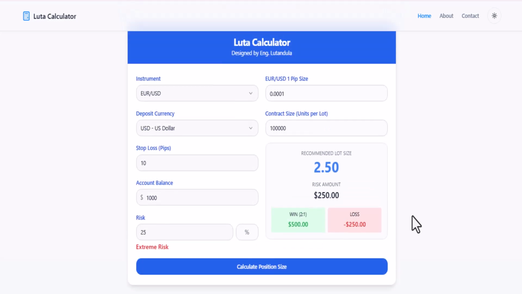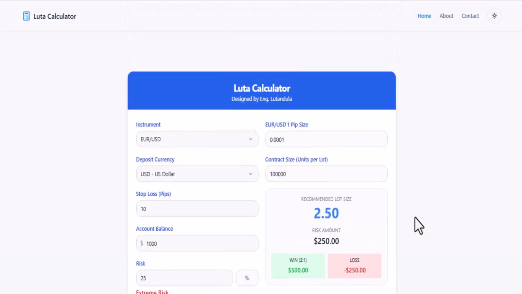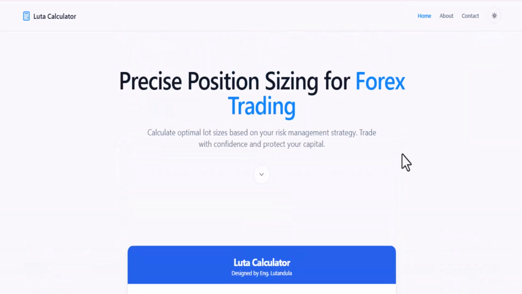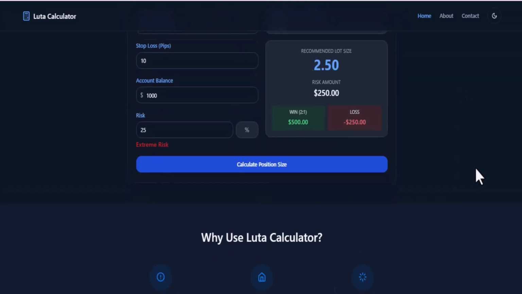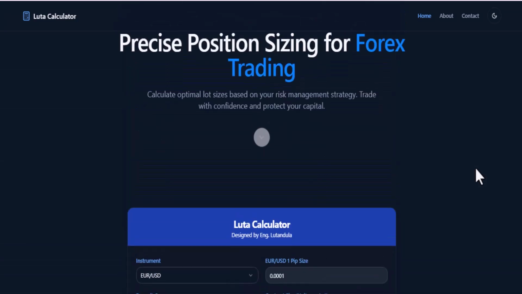Luta Calculator isn't just about numbers, it's built for comfort and ease of use. We've added light mode and dark mode, so you can switch between themes based on your preference. Light mode is perfect for bright environments and daytime trading. Dark mode reduces eye strain, especially if you trade late at night. Just go to the settings and select the mode that works best for you.